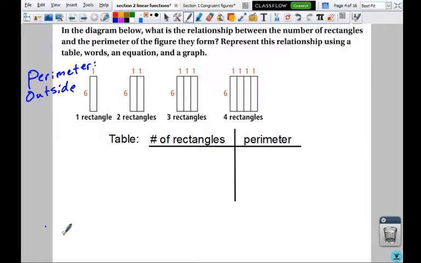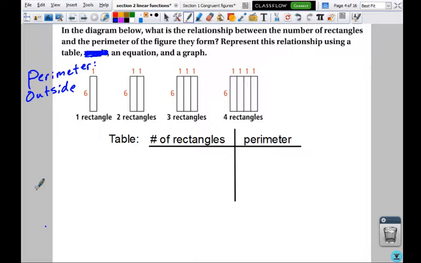So, it wants to know what's the relationship between the number of rectangles and the perimeter of the figure they form. And we're going to represent this using a table. We're actually not really going to use words, so you can cross that out. I copied this out of the book and they want you to use words, but that's not as exciting to me, so we're just going to do a table, an equation, and a graph. So we're going to start with a table here. I'm going to make the number of rectangles be in my first column, and I'm going to make my perimeter in the second column. I'm going to get my numbers from my diagram here.